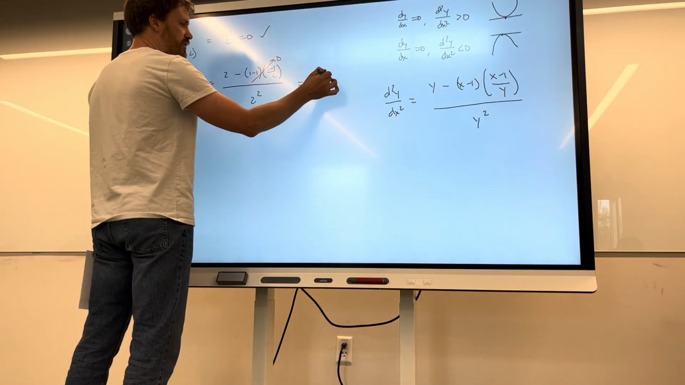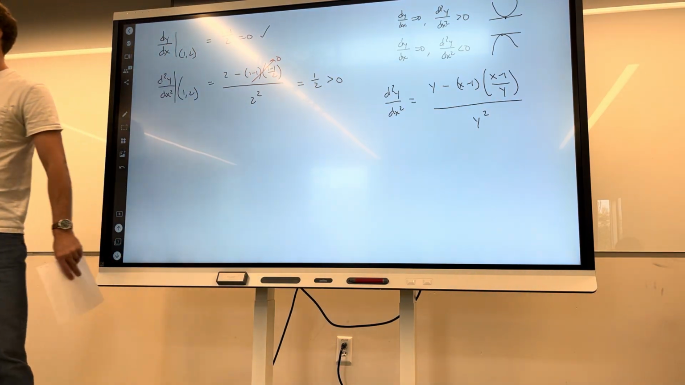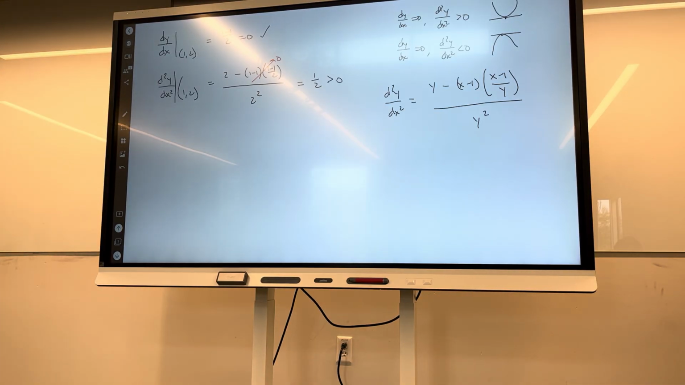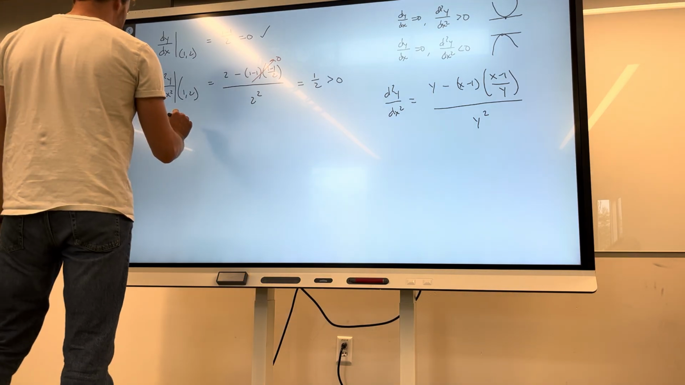We don't really care what the value is. What we care is that that's positive. That's greater than 0. So that's giving us this scenario, right? Our slope is 0, so we have a horizontal tangent, and it's concave up. So is this a max or a min, or neither?